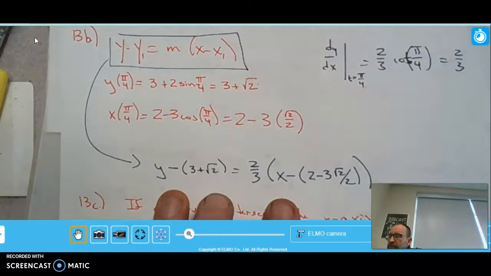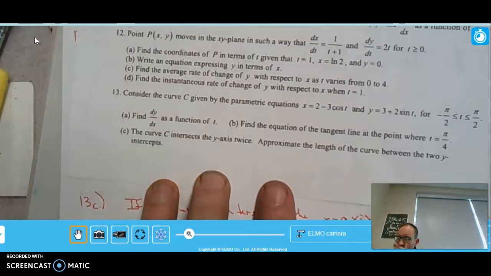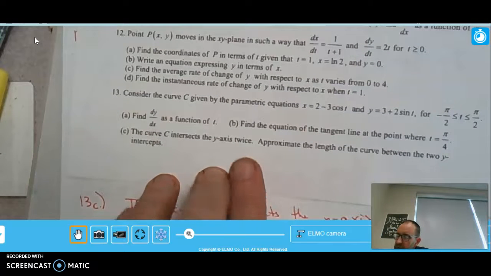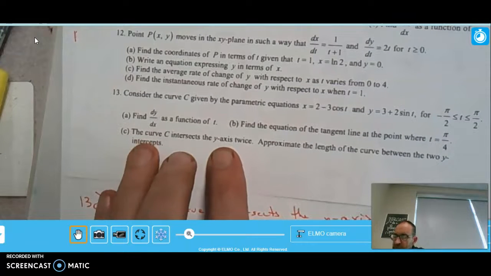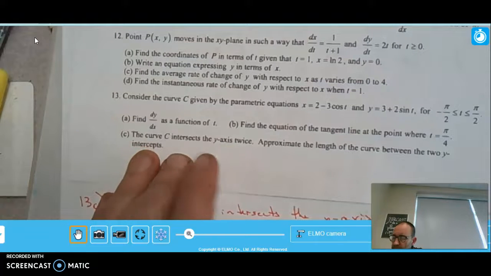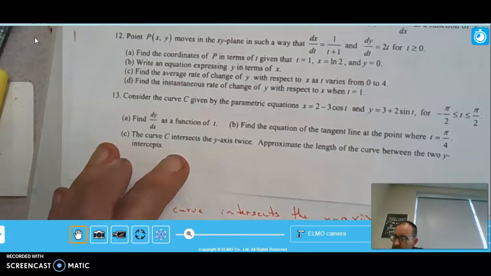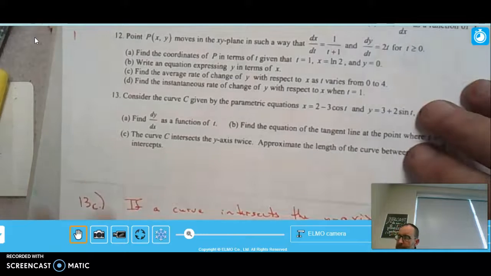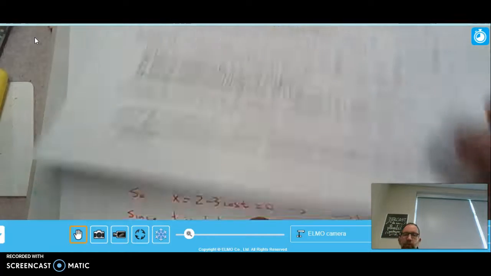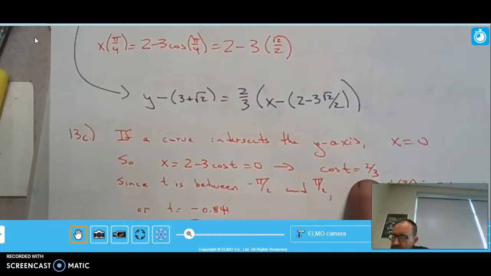And finally, for part C, this is a calculator active part of the question. It says the curve intersects the y-axis twice. So if it's going to intersect the y-axis, that'd be the vertical axis, we want the x value to equal 0. So if we want the x value to equal 0, that means the cosine of t has to be 2/3.